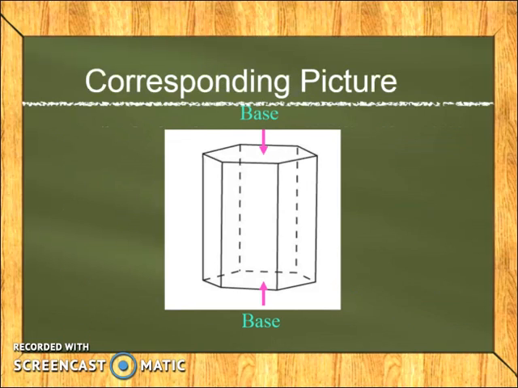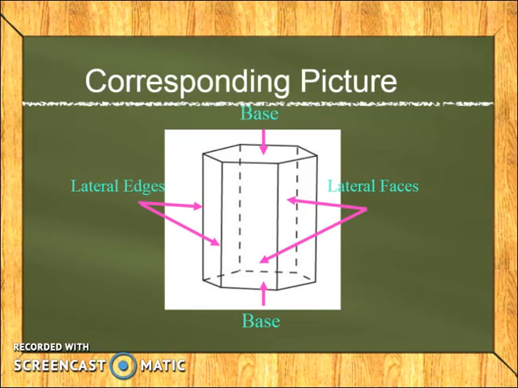The bases are the shapes on both the top and the bottom. They don't always have to be on the top and bottom. They could be turned on the side. But realize it's the non-rectangular shapes. The lateral faces are all of the parallelograms or quadrilaterals that connect the two bases. The lateral edges are the edges that connect the lateral faces.